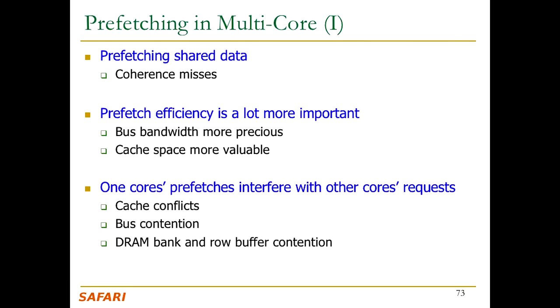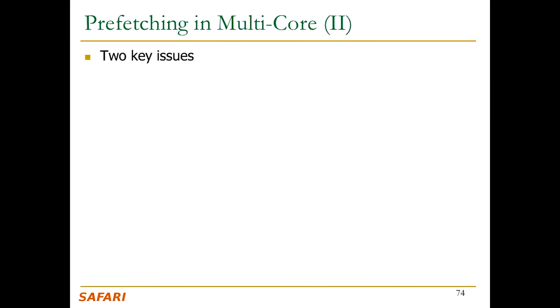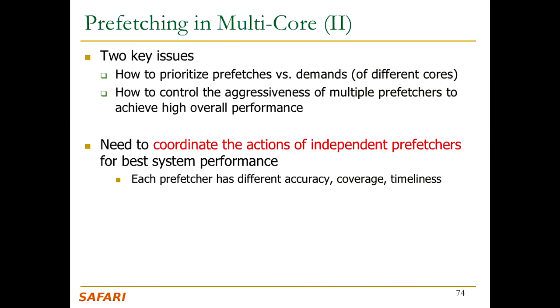In fact, I will show you in a little bit that even if you're doing accurate prefetching, you're interfering with someone else if you're aggressive, right? So that could degrade performance. So there are two key issues over here. One is how to prioritize prefetches versus demands of different cores or the same core. And how do you control the aggressiveness of multiple prefetchers to achieve high overall performance?